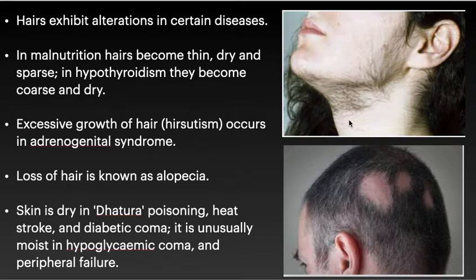In malnutrition, hair becomes extremely thin, dry, and sparse. In hypothyroidism, they become coarse and dry. Excessive growth of hair, that's hirsutism, occurs in adrenogenital syndrome. This is hirsutism. Loss of hair is called alopecia. Skin is dry in datura poisoning, heat stroke, and diabetic coma, and unusually moist in hypoglycemic coma and peripheral failure.